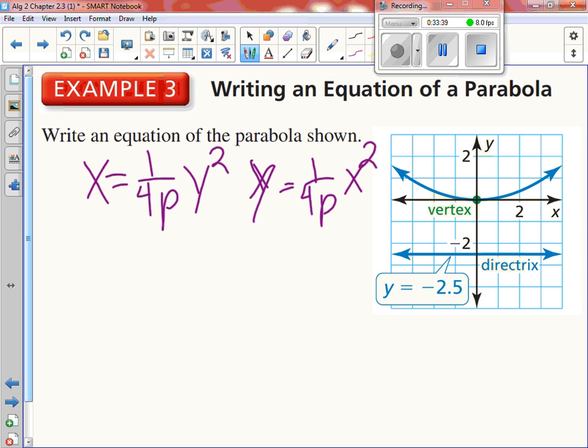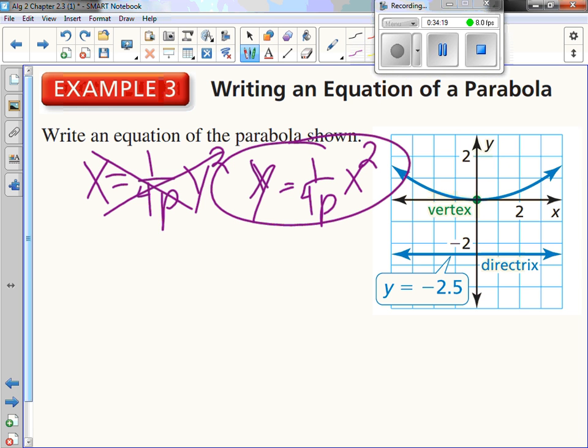Now this one here helped us out a little bit more than the last one, because what does it tell us? It told us the directrix is y equals negative 2.5. Well, which one of those has a directrix equation that has y equals something? This one right here, doesn't it? That's pretty much telling me I'm using y equals 1 over 4p x squared, because it matches up to it. So I have to use this equation here because it matches up with that directrix formula.